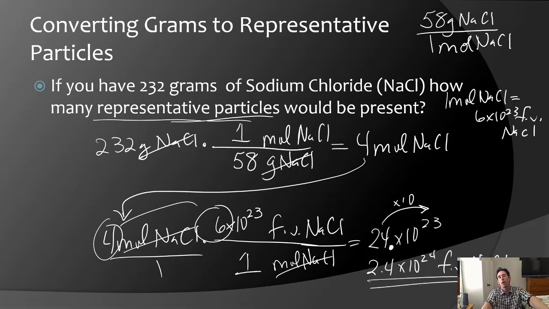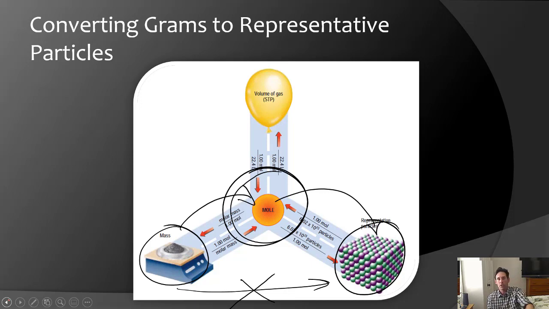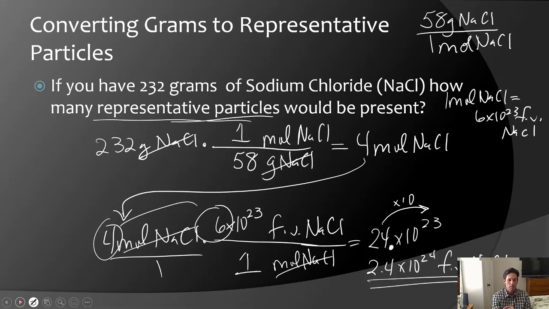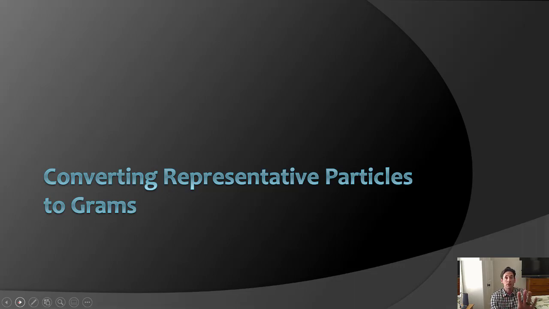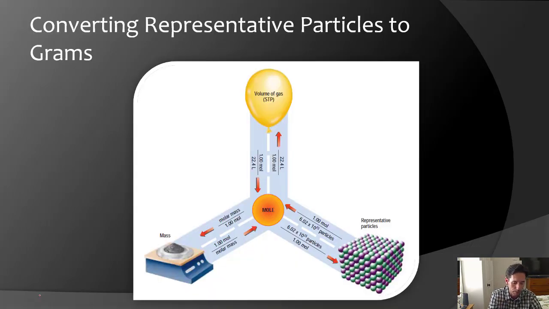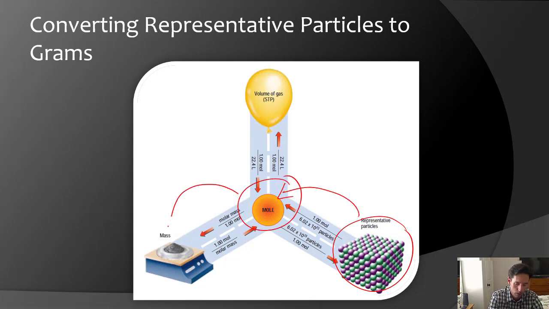That's the hardest problem I can get you, and all it is, it's 2 steps. But the idea, ladies and gentlemen, again, make sure you use that mole map to help guide you through the process. Okay? Now, last one, promise you, last one. Converting representative particles to grams. We're literally going the opposite direction. So we're going to go from representative particles, to mole, then to mass.